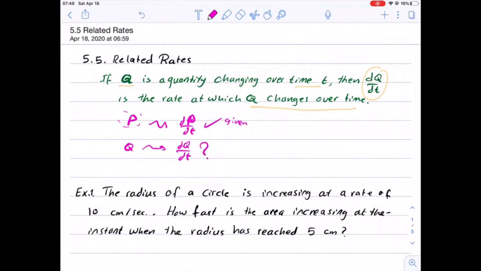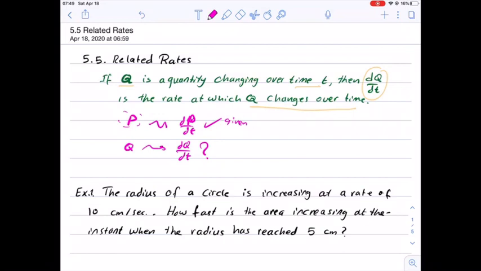So this is not given, and in this case we need to find some relationship between P and Q. We usually are given either an equation or a function that presents some relationship between P and Q, or we need to use one of the mathematical formulas to find that relationship between P and Q.